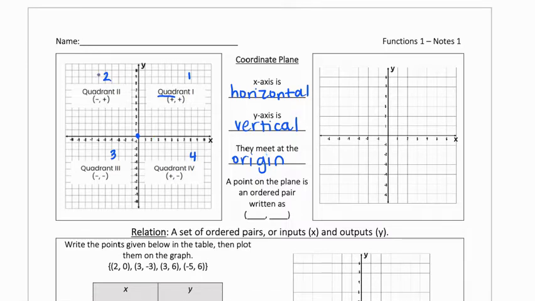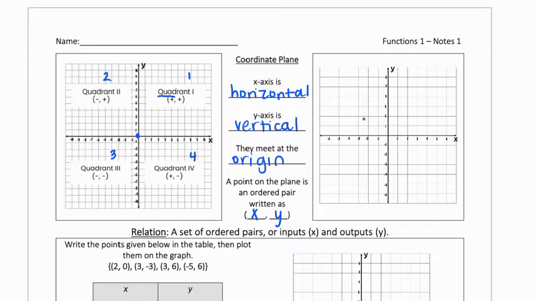A point can be anywhere on the plane, and it will be written as an ordered pair, and we'll see it in parentheses as x, comma, y. Now, it won't just be the letters. They'll have number values, and when they're both positive, you'll be in quadrant 1. When the first number is negative and the second number is positive, you'll be in quadrant 2, and so on. So let's try and look at a couple of points like this.